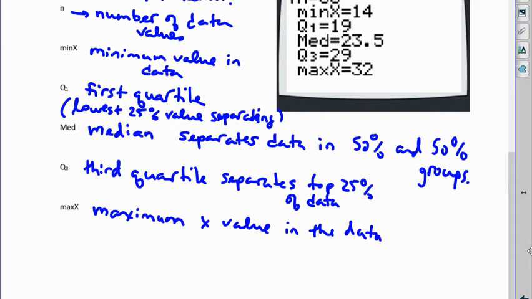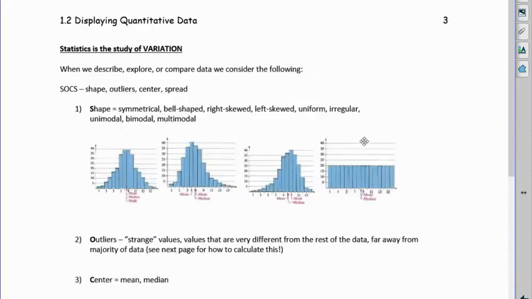So we'll go on to the next page where we will look at what, when somebody says that you are going to describe, what things are you going to say? So when you're describing data, you want to describe the socks. Knock my socks off. That is the shape, outliers, center, and spread. So first of all, the shape. What words will you use to describe the shape?